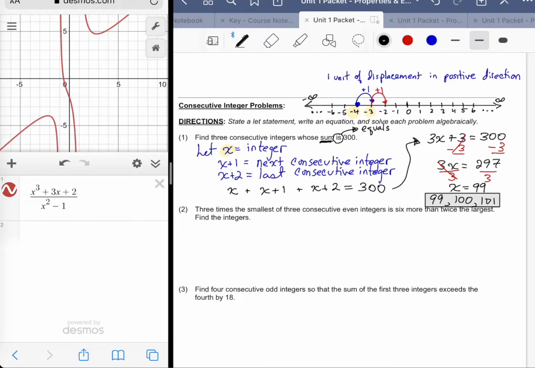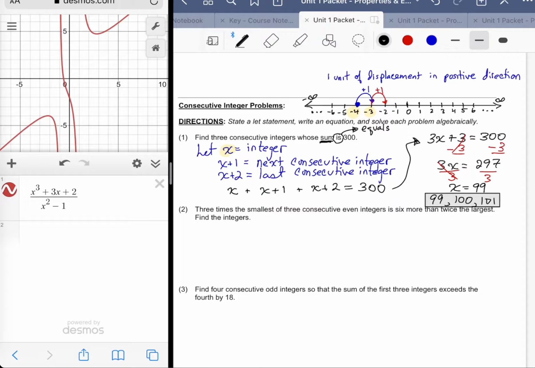I'm just confused, so 3 consecutive, so it's literally just saying to add 1, 2, and 3 together? Yeah. Oh, okay. Sorry. It gets a little trickier when you're dealing with consecutive even versus consecutive odd integers.